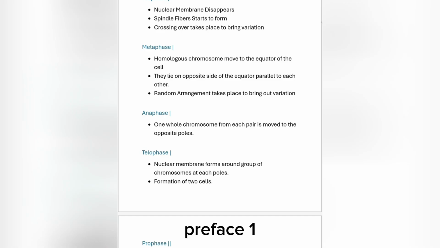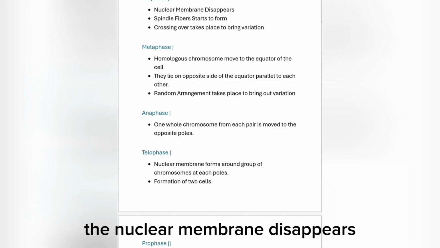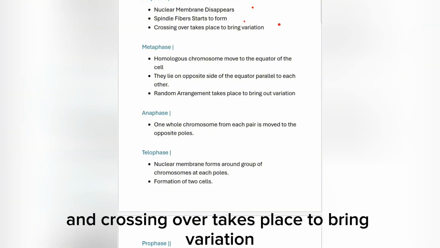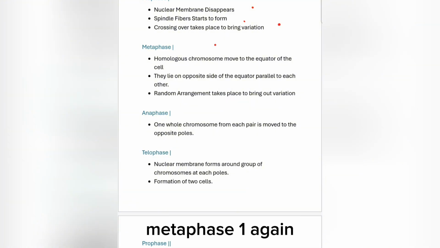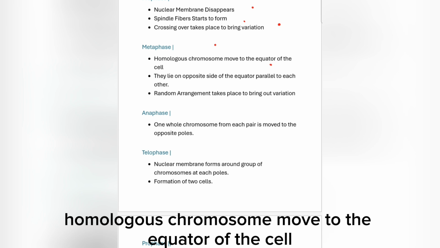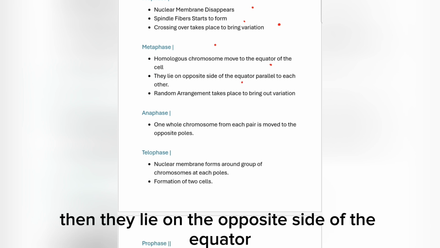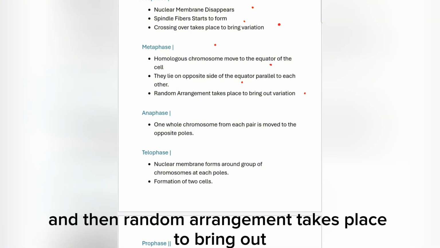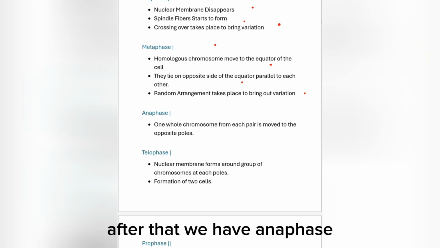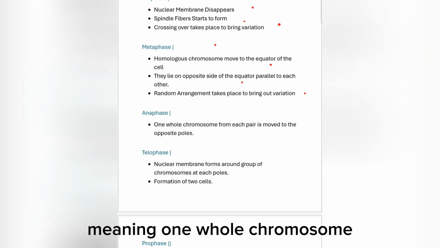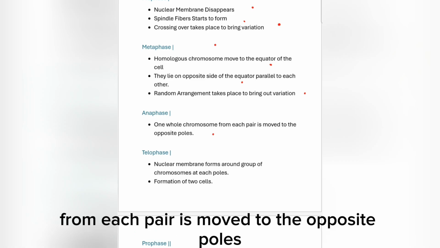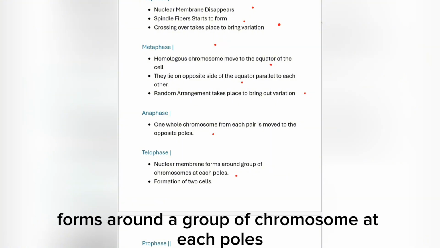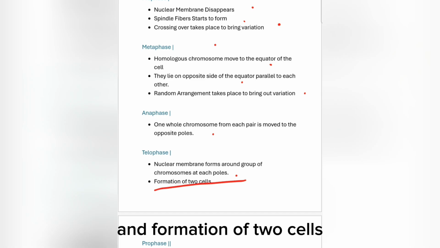So in prophase 1, the nuclear membrane disappears, spindle fibers start to form, and crossing over takes place to bring variation. In metaphase 1, homologous chromosomes move to the equator of the cell, lie on opposite sides of the equator parallel to each other, and then random arrangement takes place to bring out variation. After that, in anaphase, one whole chromosome from each pair is moved to the opposite poles. And for telophase, a nuclear membrane forms around the group of chromosomes at each pole and two cells are formed.